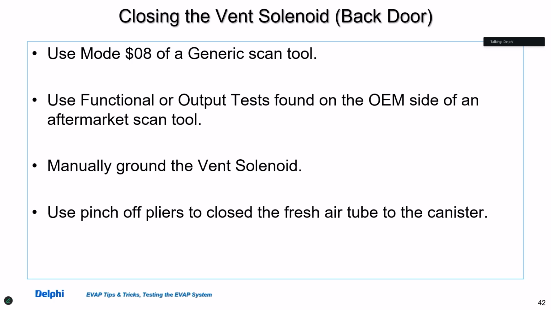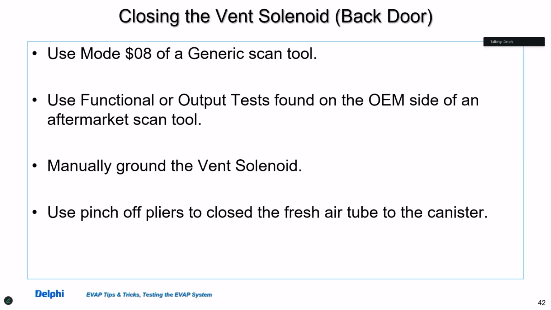There's a few methods to do it. One is to let the generic scan tool do it, mode 8. The problem with that is it does not work on all cars when it works well. One thing I want to mention on mode 8 is generic, and this is important. It only grounds the solenoid once per key cycle. It does not release the ground when you exit the test. I'll show you that on the next slide.